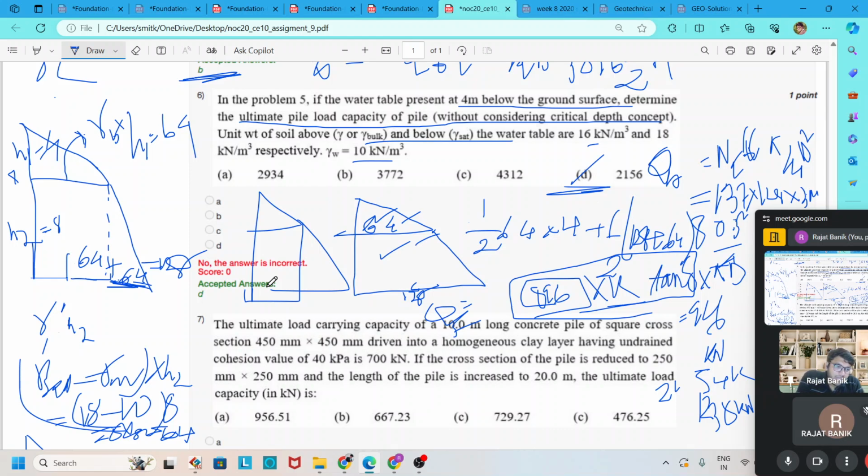and to find the end bearing, which is equal to the vertical stress at the bottom into NQ bearing capacity factor into pi by 4 into d square, which is the cross-section area of this pile at the bottom. Then add both and get the answer.